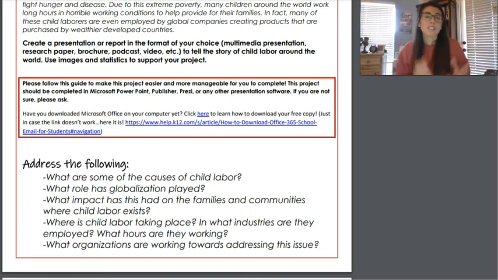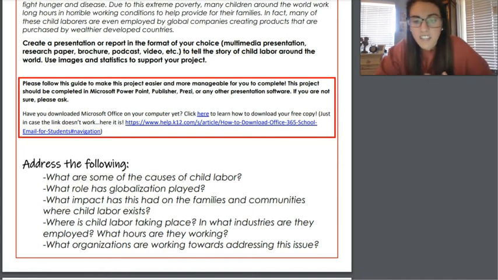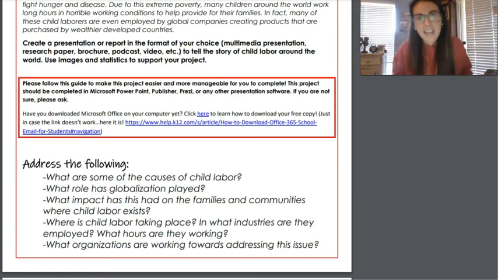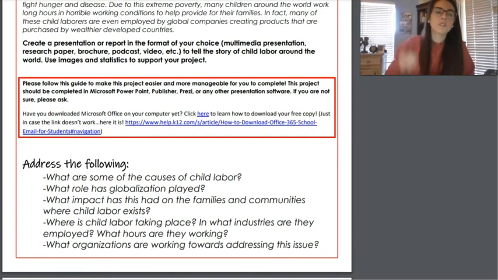Where is child labor taking place? What are the industries that they're employed in? So maybe focus in on 3 industries, and that's going to be the focal point of your research. What are their hours? Are they working 2 hours here and there, or are they working 12, 14-hour days? And ultimately, what organizations are working towards addressing the issue?